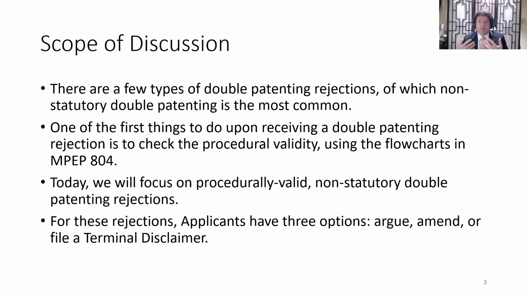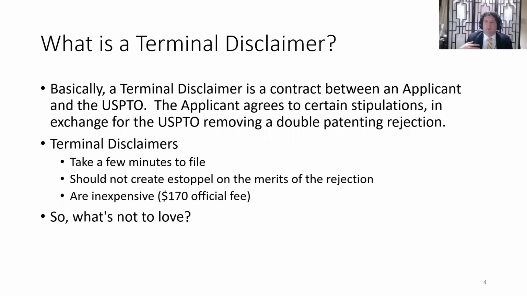So I'm assuming everyone's already checked these flowcharts. For these rejections, applicants have three options. They can argue, they can amend, or they can file a terminal disclaimer. All right, well, what is a terminal disclaimer? It's basically a contract between an applicant and the USPTO, and the applicant agrees to certain stipulations in exchange for the USPTO removing a double patenting rejection.